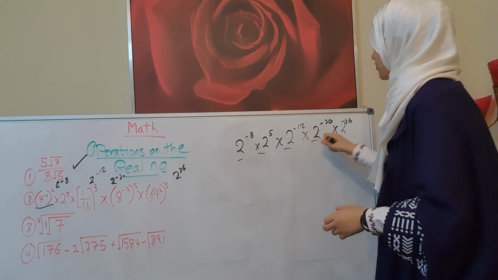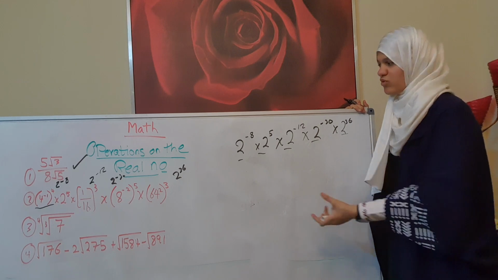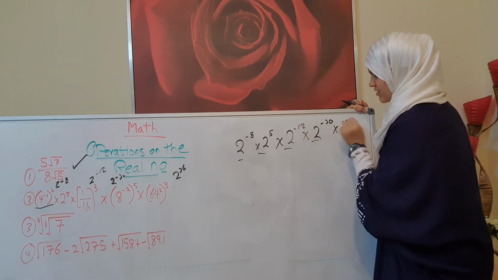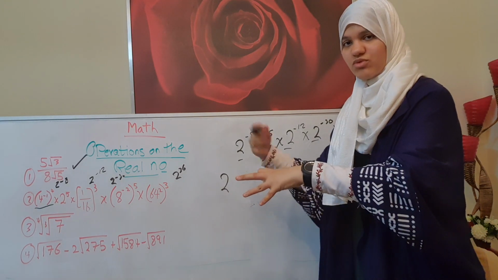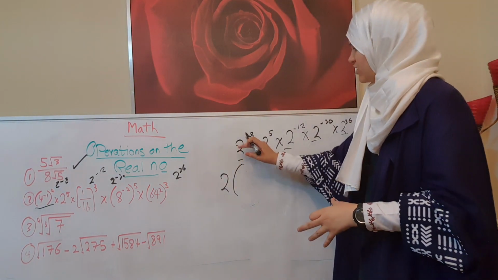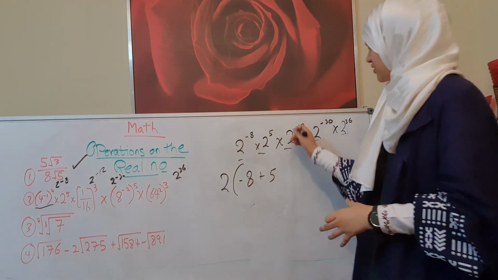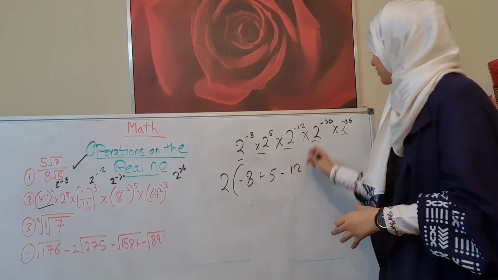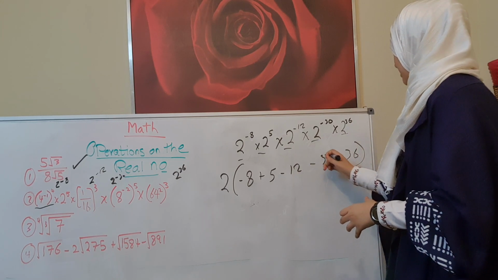2, 2, 2, 2, 2. That means the common base is 2. Now, what will we do? We'll add the exponents together. That means we'll take 2 out of the bracket, open a bracket, and write negative 8 plus 5, then negative 12, negative 30 plus 36.